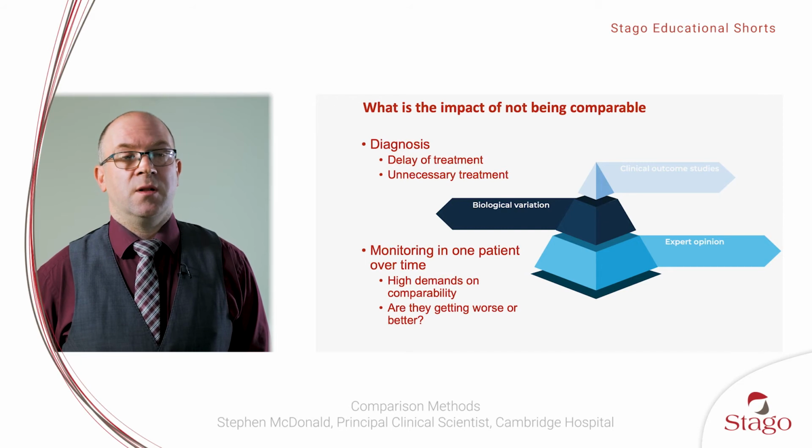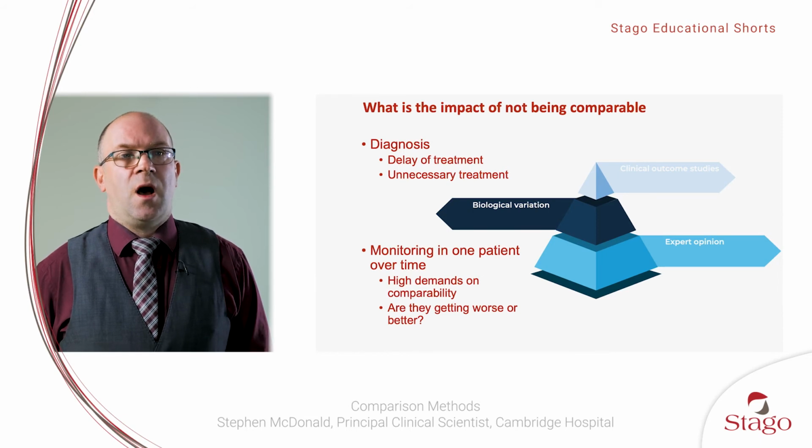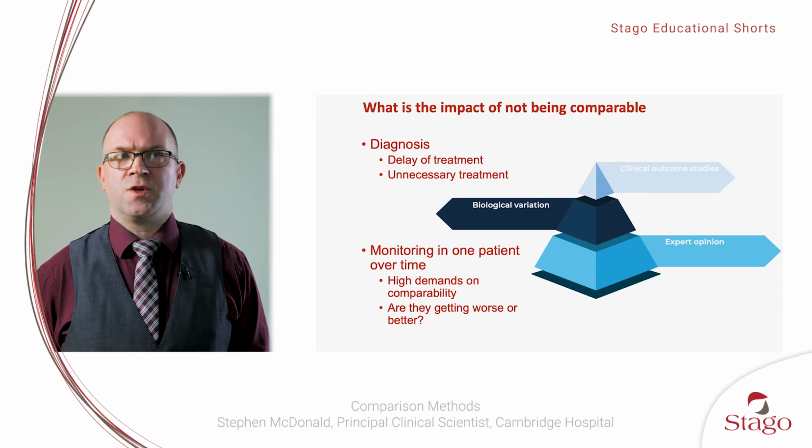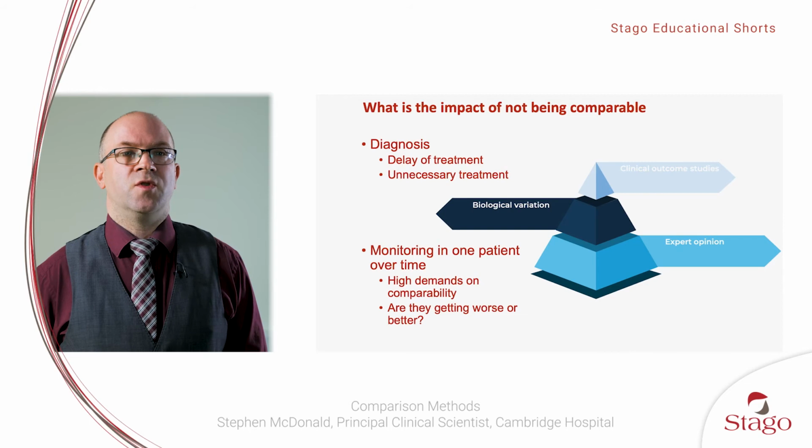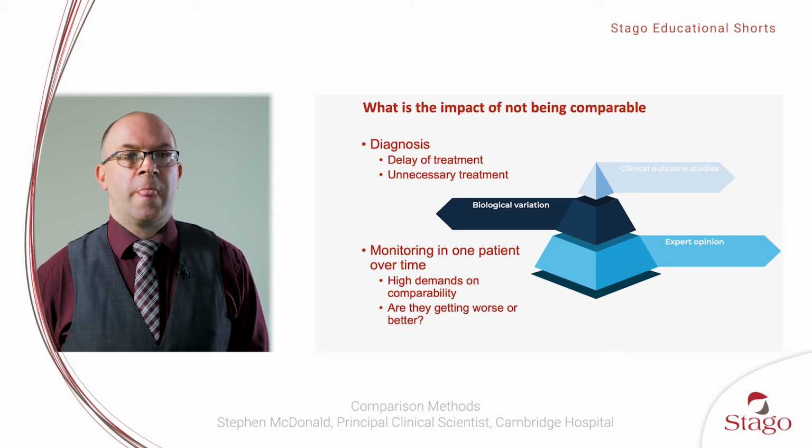And we see this particularly in hemostasis when we're measuring patients who have already had a diagnosis of a disease, and we're checking to see how they're responding to treatment or whether they're at risk of relapse. In that case, the comparability is the comparability of results within a given patient, and that has a really high demand of comparability. The bottom line is: is the patient getting worse or are they getting better?